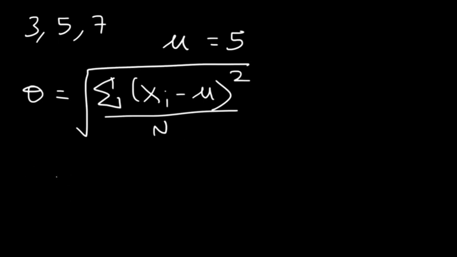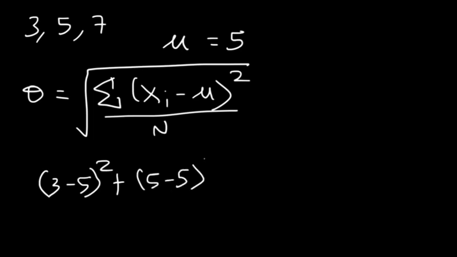So here's how to use the equation. First, we're going to use the first point, 3, and subtract it by the mean, and then square it. Next, we're going to take the second point, 5, subtract it from the mean and square it. And then it's going to be 7 minus 5 squared.